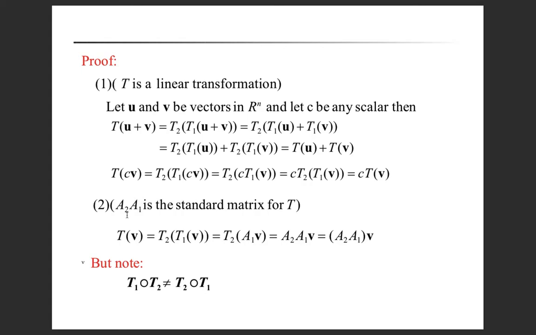Now we will show that A2 A1 is the standard matrix for T. T(v) is equal to T2 of T1(v). And for T1(v), we write A1 v. And for T2 of A1 v, we write A2 A1 v. Therefore, the standard matrix for the composite transformation is A2 A1. But remember one thing, that T1 of T2 is not equal to T2 of T1.